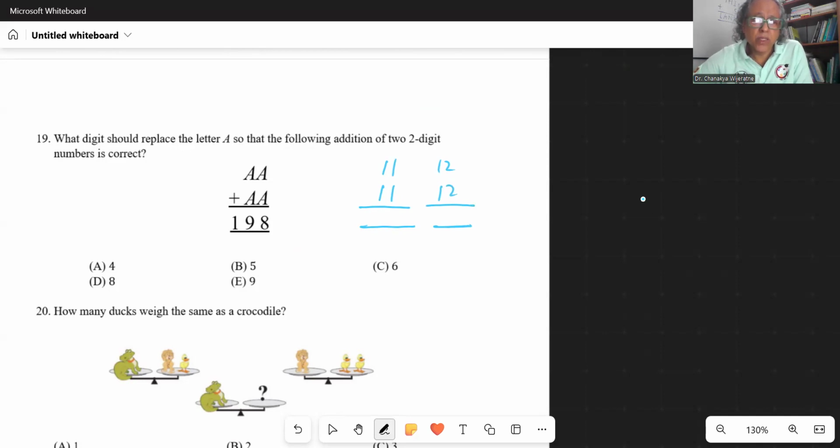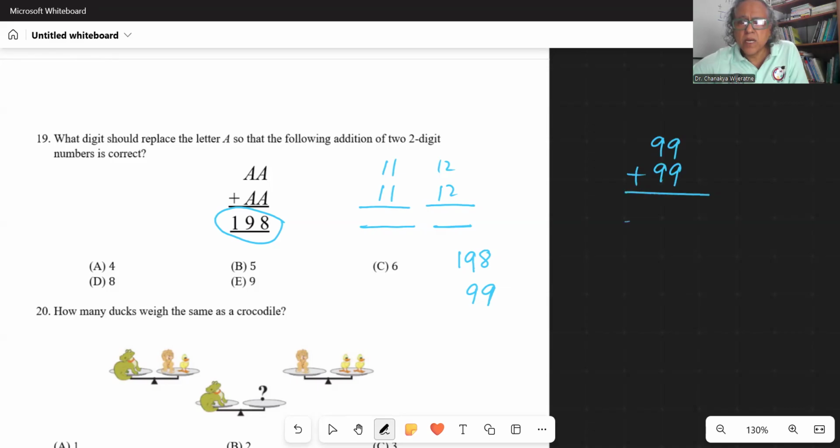If we add the same number twice, then that number should be half of 198. So what is half of 198? It's an even number, so let's say 198 apples, we can divide that heap into two equal-sized heaps. How many are there in each? There have to be 99 in each heap. So that means 99 plus 99 is 198, so A is actually 9. Okay, so that's one way.